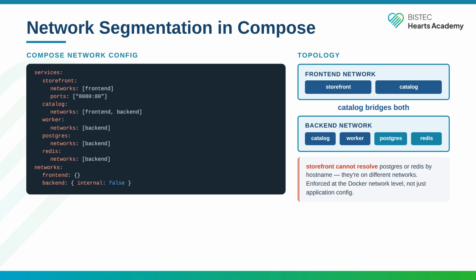Catalog bridges both networks because it needs to accept API calls from Storefront on frontend and connect to Postgres and Redis on backend. Worker is backend only. When a service is not attached to a network, it cannot reach services on that network at all. DNS resolution fails. This is not a firewall rule you have to maintain. It's enforced by the Compose network model itself. To verify, try pinging Postgres from the Storefront container. It will fail. That's correct behavior.